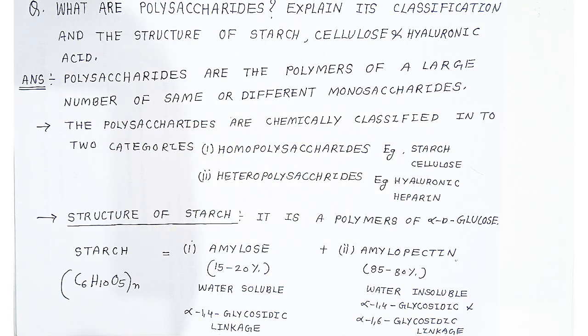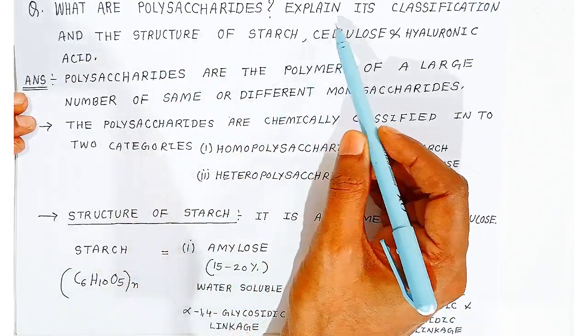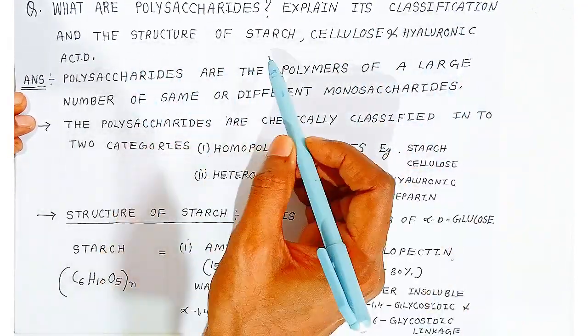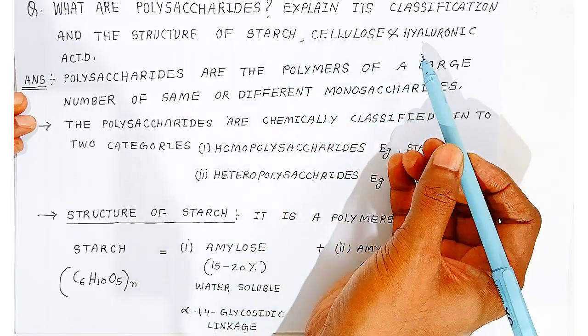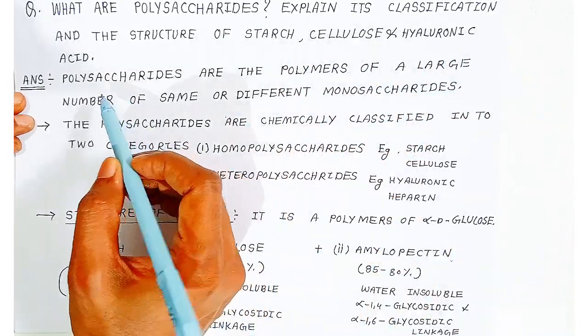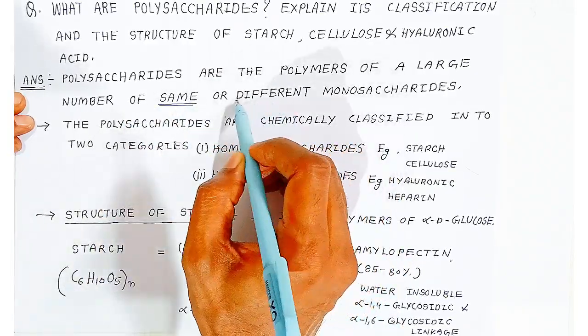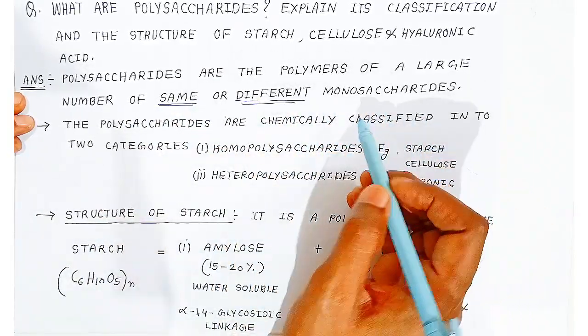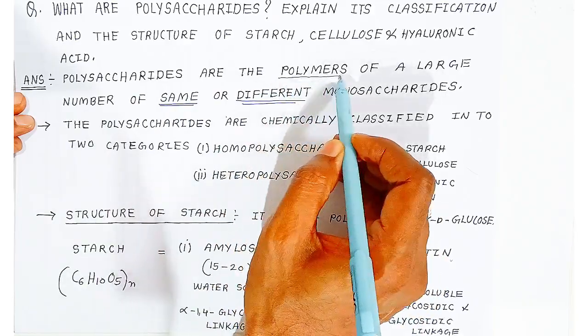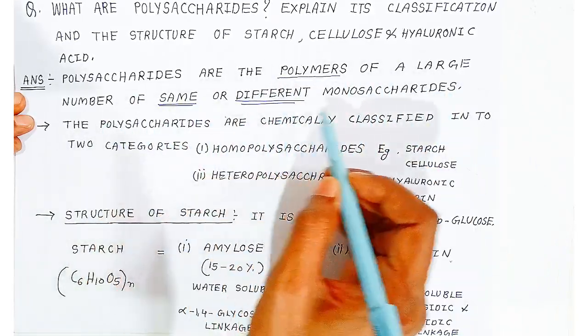In this video students we are going to see the question: What are polysaccharides? And we are to explain its classification and the structure of starch, cellulose and hyaluronic acid. Now polysaccharides are polymers of a large number of same or different monosaccharides.